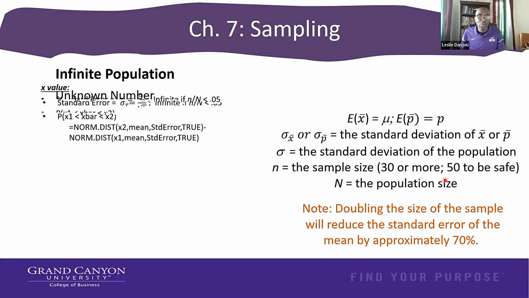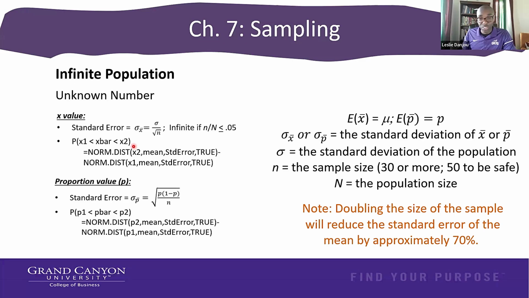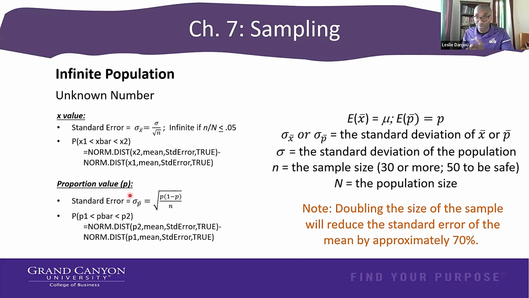So ultimately, when we're dealing with chapter 7, there are two mindsets I want you to take with you. First, we're going to calculate the standard error. Then we're going to calculate the probabilities. If we're dealing with regular x values, calculate the standard error, then calculate the probabilities. If we're dealing with proportions, it follows the same pattern. Different formulas, same pattern: calculate the standard error, calculate your probabilities.